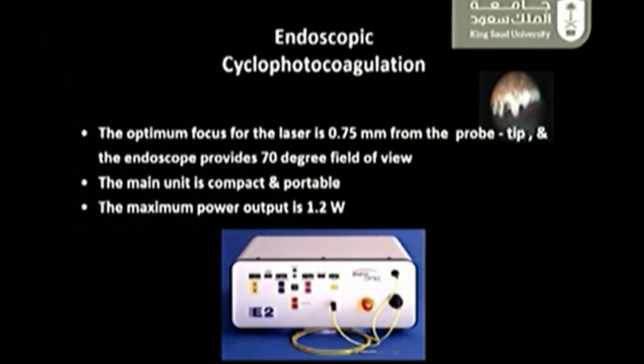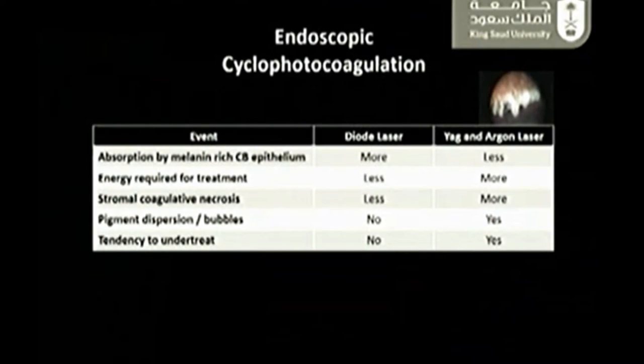So the optimum focus for the laser is 0.75 millimeter from the probe tip, and the endoscope provides a 70 degree field of vision. The main unit is compact and portable. It's very handy, very easy to use, and the maximum power output is 1.2 watts. So usually you will start by using 0.2, and you can increase it to 0.4 and 0.6.